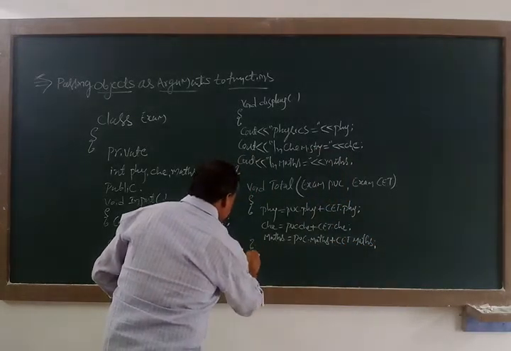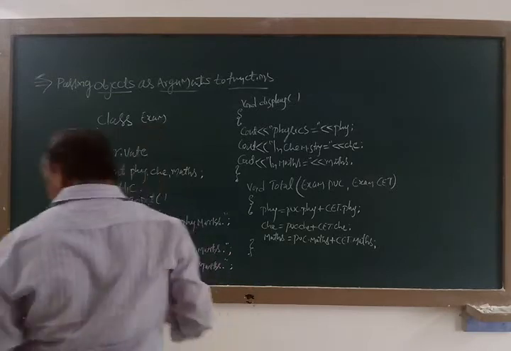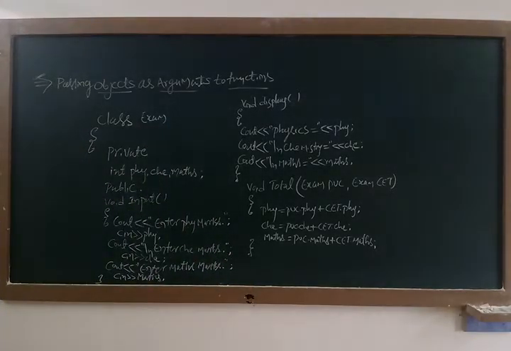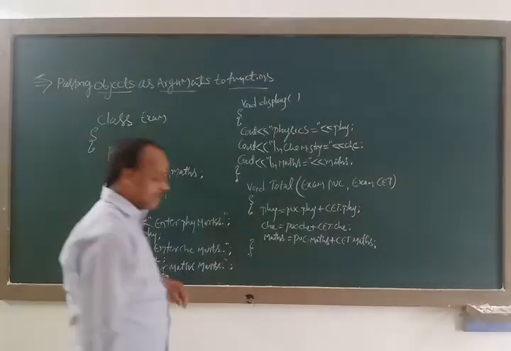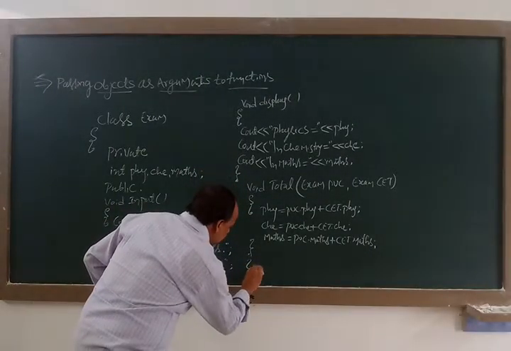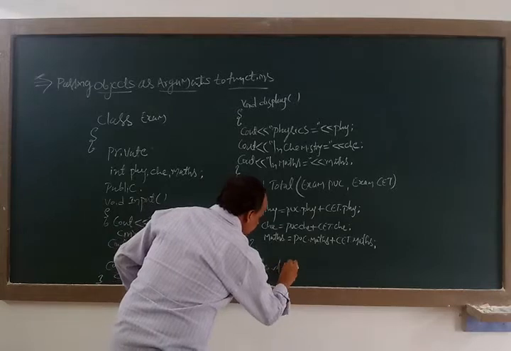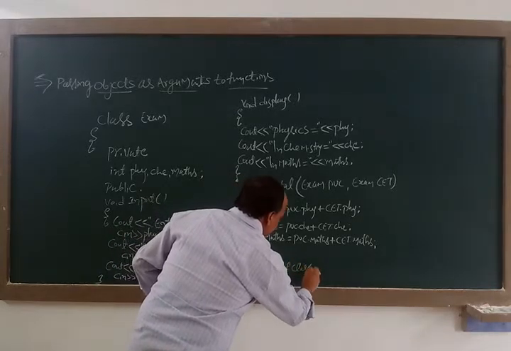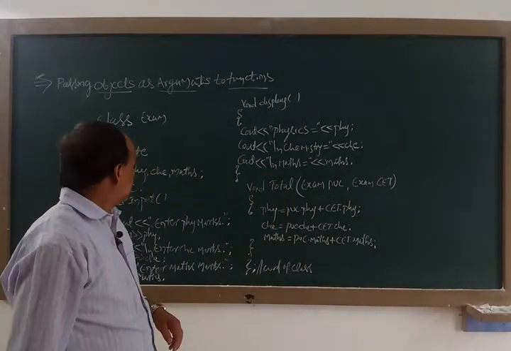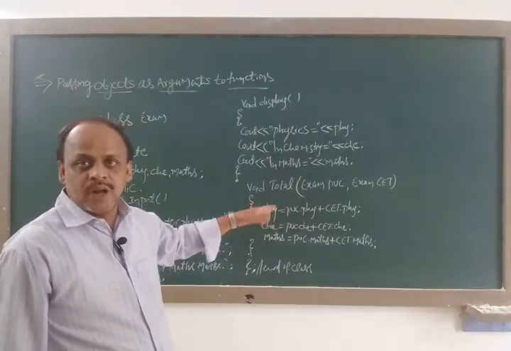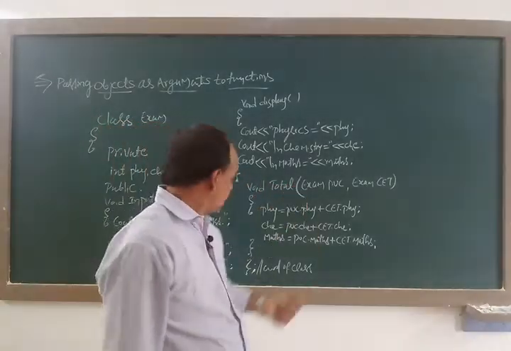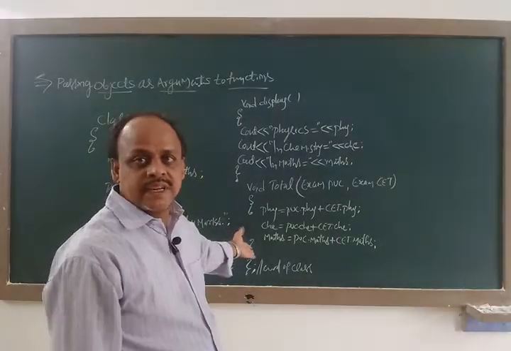Close this total function, and afterwards close the class. This indicates end of class. First I am going to write code, afterwards I am going to explain how it works. Now class is ended. What is the next step?